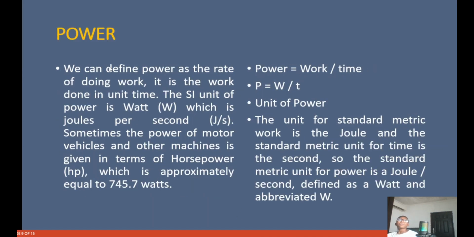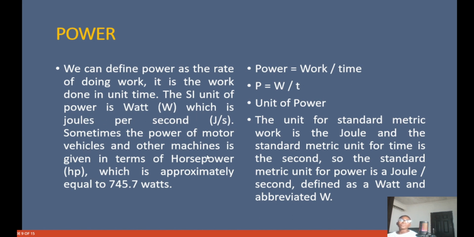So power, we can define power as the rate. I've already said this countless times. Any time we hear rate, it is divided by time. There is the quantity, the next quantity divided by time. We can define power as the rate of doing work. It is the work done in unit time. The SI unit of power is the watt, which is joules per second.